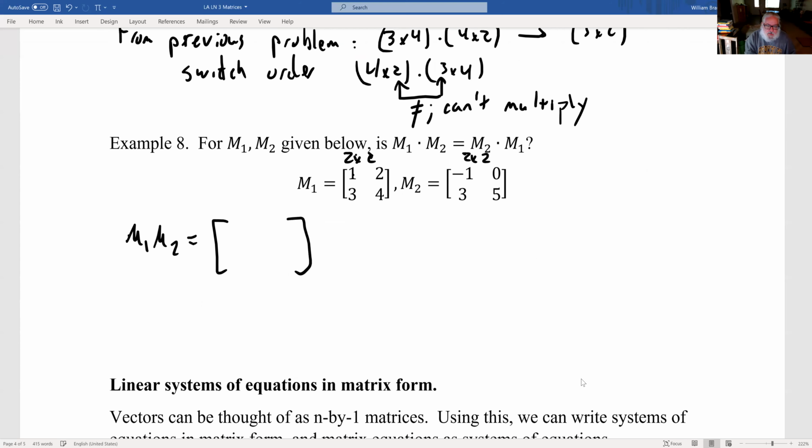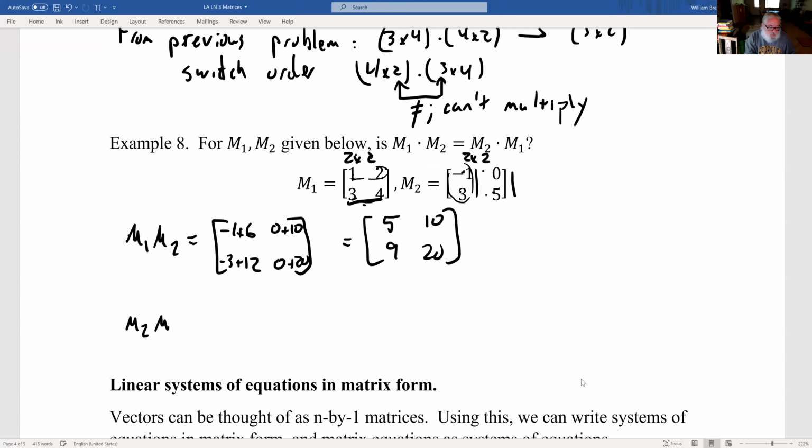And it would be 1 times minus 1, which is minus 1, first row times first column, plus 2 times 3, which is plus 6. And then first row, second column, which is 1 times 0, which is 0, plus 2 times 5, which is 10. Second row times first column will give me minus 3 plus 12. Second row times second column will give me 0 plus 20. So what matrix is that? 5, 10, 9, 20.